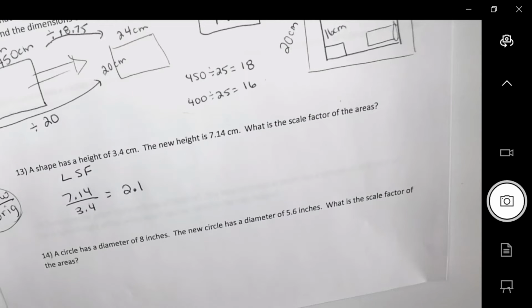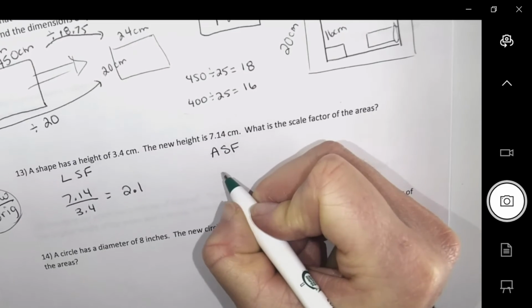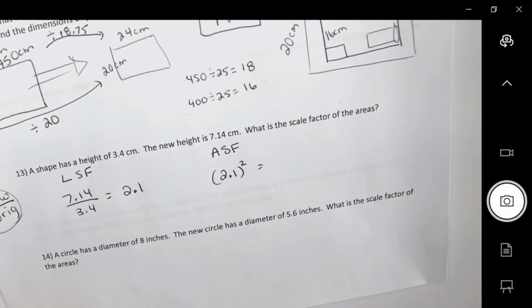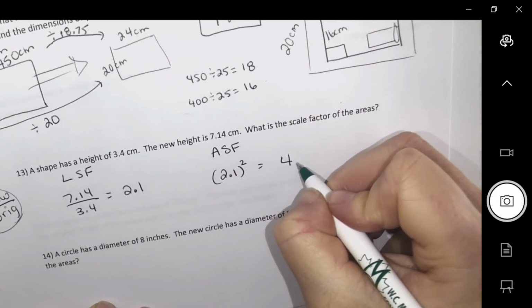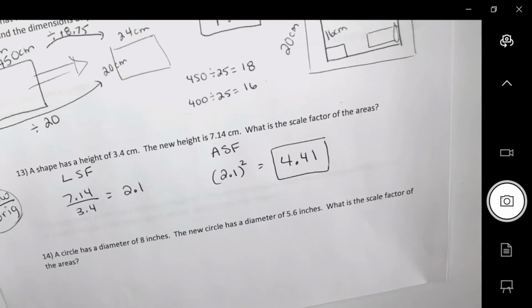How much larger is the area going to become? Square it. The area scale factor will be 4.41 times bigger.